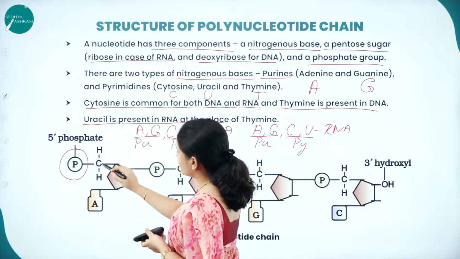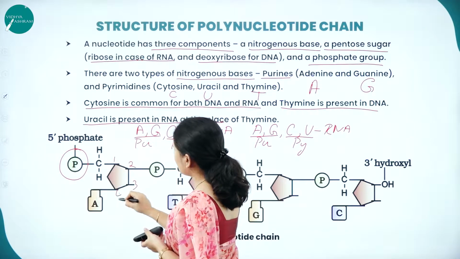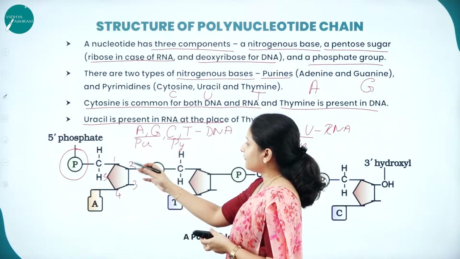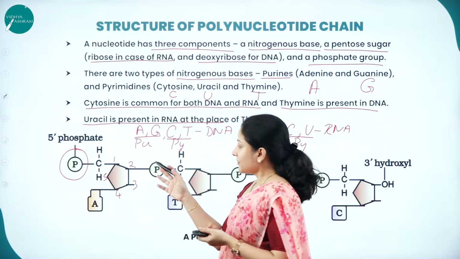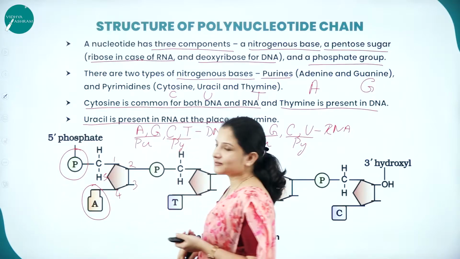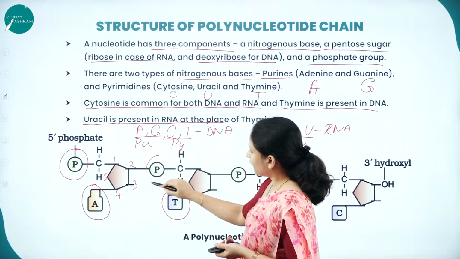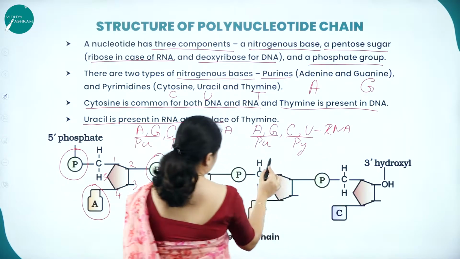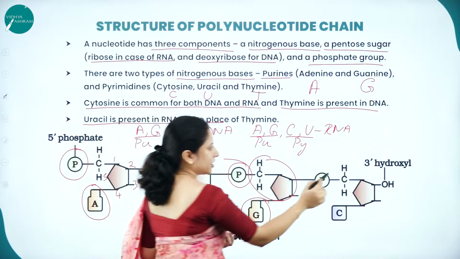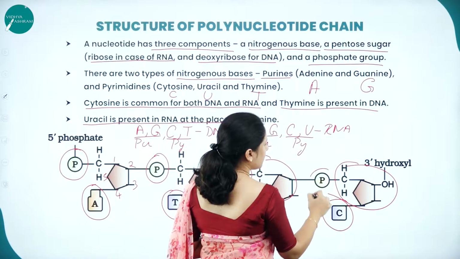So, this is the pentose sugar. 1 carbon atom, 1, 2, 3, 4, 5. Therefore, it is a pentose sugar. So it is C5H2. It is connected to a nitrogenous base, that is adenine. Even here, pentose sugar, then thymine, then a phosphate group. Again here, a pentose sugar, then we have a guanine and a phosphate group. Again here, a deoxyribose pentose sugar, then a cytosine and a phosphate group.